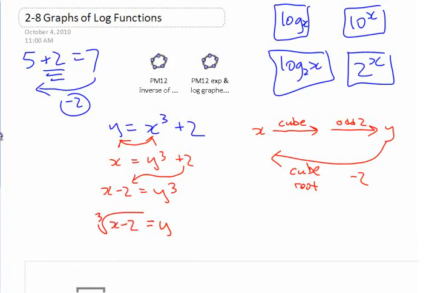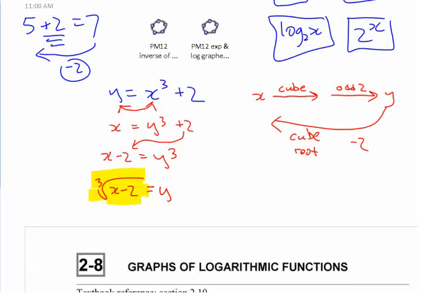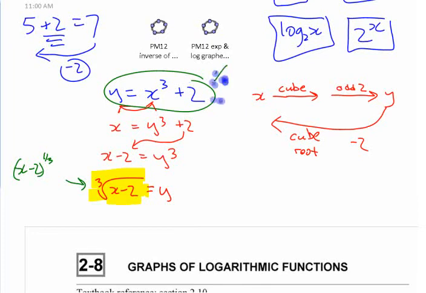You could also express this with powers. If you don't have a cube root button, but you do have a power button, how could you write that with powers? The cube root of x minus 2 is the same as x minus 2 to the 1/3. You could do it to the power of 1/3. Same thing. Anyways, you maybe could just write that inverse by just looking at it and saying, well, if I cube it and then add 2, to undo it, I have to minus 2 and then cube root it.